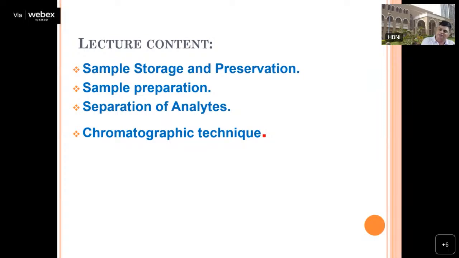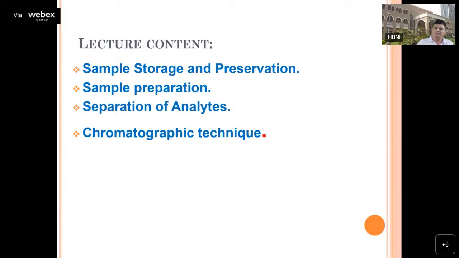Today we will discuss sample storage and preservation, because after doing the sampling, it's not always possible to perform the analysis immediately on site, or immediately after bringing your samples. In most cases, 99% of cases, you have to store the samples and preserve them. While storing the sample, we must take utmost care that our analyte of interest does not get lost during the storing process, or get adsorbed on the container walls. Then after sample storage, there is sample preparation.